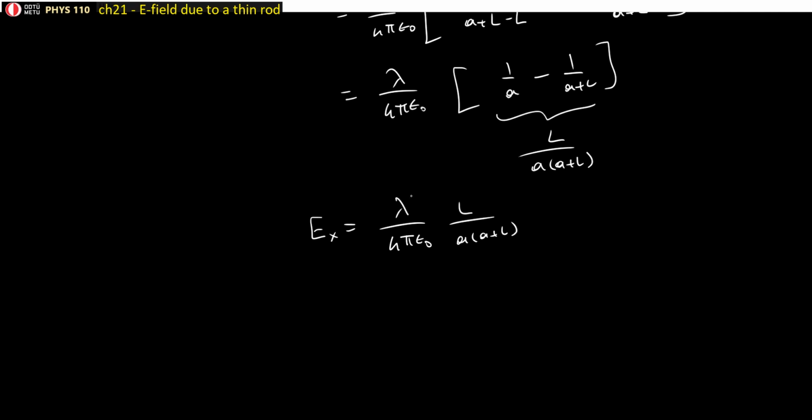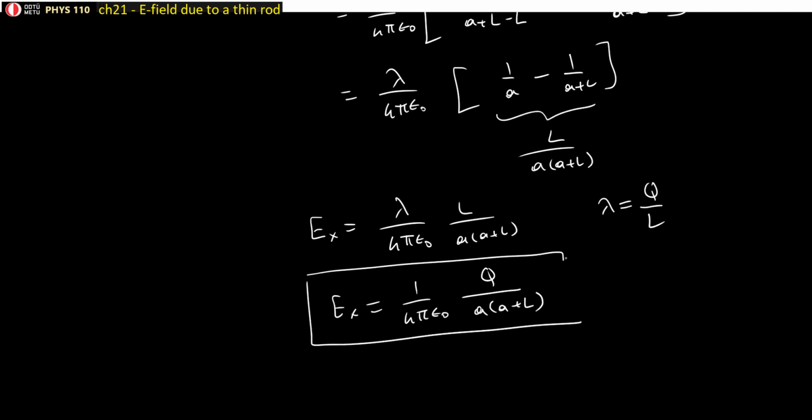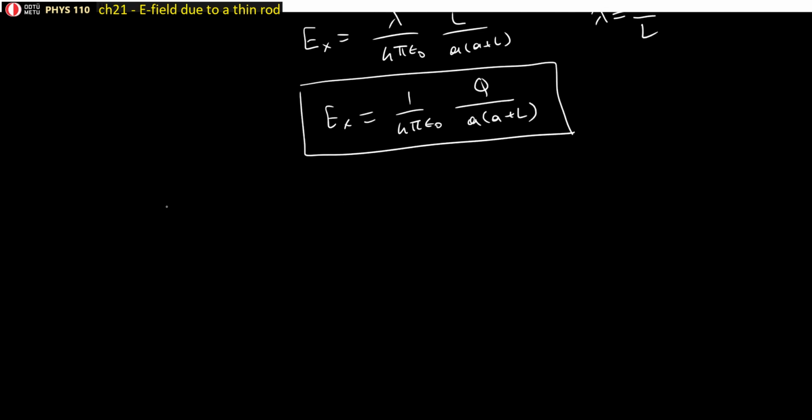Is this the end? No, because lambda is not given to us, so I have to express it in terms of the given quantities. Therefore, the electric field is 1 over 4 pi epsilon 0 times Q divided by a times a plus L. So that's the x component of the electric field at the point in here. Once you know the x component, you also know the electric field itself. And so as a result, this is the end of the problem.